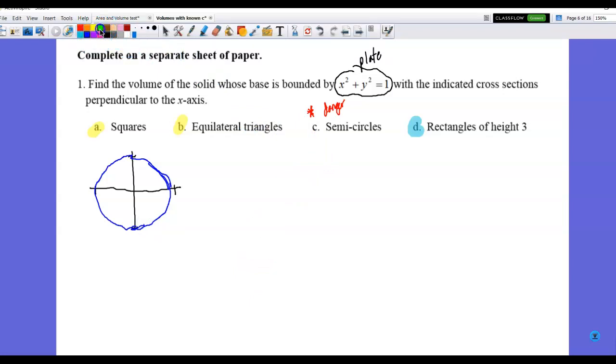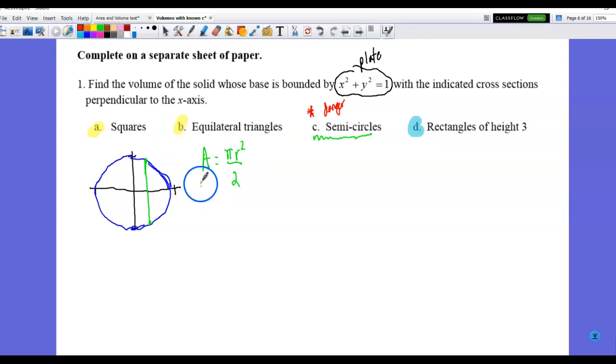This problem is demanding that I form cakes that when you slice them, you get semicircles. So the first thing I'm going to do when I see semicircles is write down the formula for the area of a semicircle, pi r squared over 2. Now I'm going to put in a representative slice, and it says perpendicular to the x-axis. So when I slice across my cake, remember this is 3-dimensional, but we can't see the 3-dimensionality. That's one representative slice.